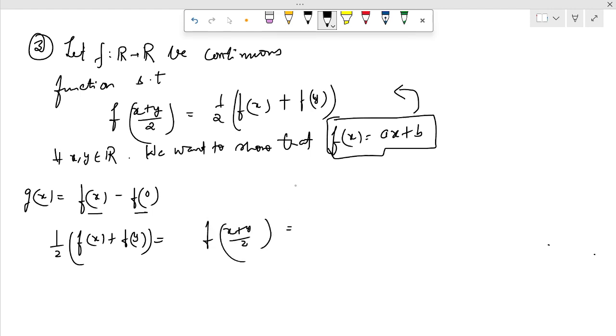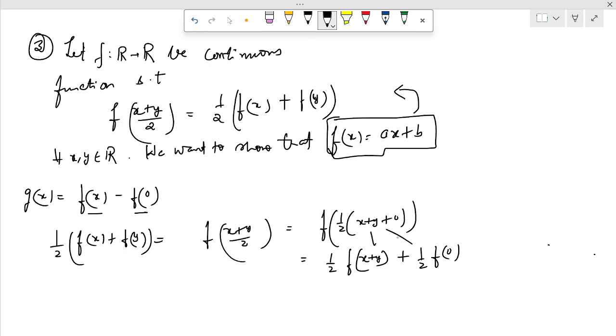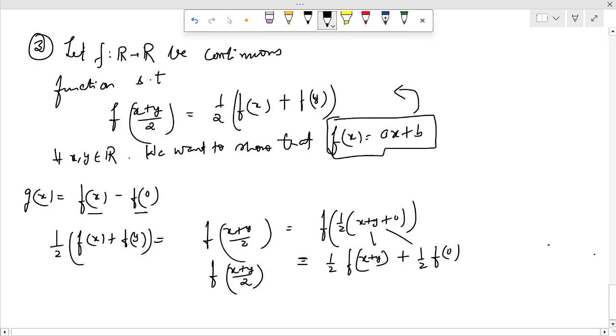And this I can simply write according to the given conditions. I will write it as f of half, x plus y, this is 1 and plus 0. So this will be equal to half of f(x plus y) plus half of f(0). According to the given condition, f of (x plus y) upon 2 is half of f(x) plus f(y). Simply take it as z, so z plus 0. So f of half z plus 0 will be half f(z) plus half f(0). So f of (x plus y) upon 2 is equal to half of f(x plus y) plus half of f(0).